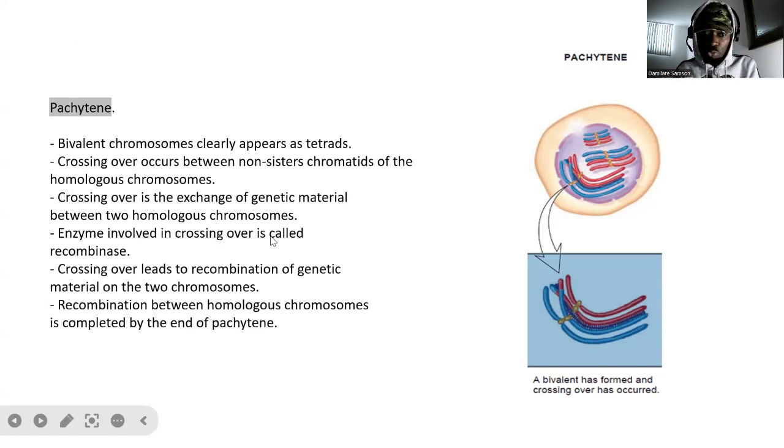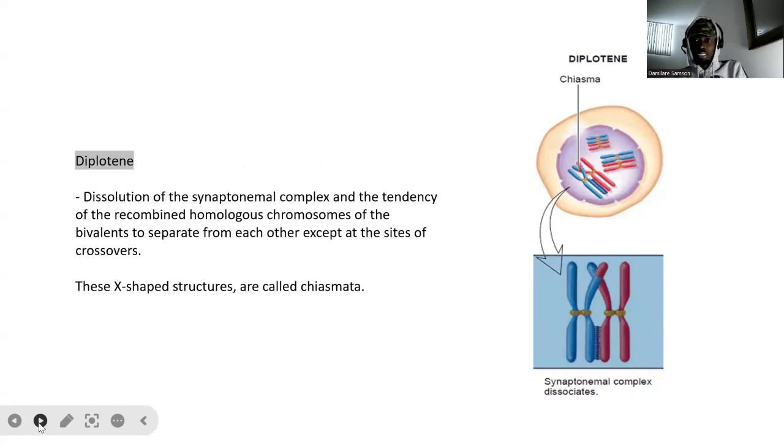Now, the enzyme involved in crossing over is called recombinase. In what sense? We look at the word recombinase. They are recombining. Are you getting me? So the enzyme that you need for recombination is called what? Recombinase. Crossing over leads to recombination of genetic material of the two chromosomes. Recombination between homologous chromosomes is completed by the end of pachytene. So at the end of pachytene, recombination has occurred due to what? Crossing over. Okay. So we go to the next one, which is diplotene.